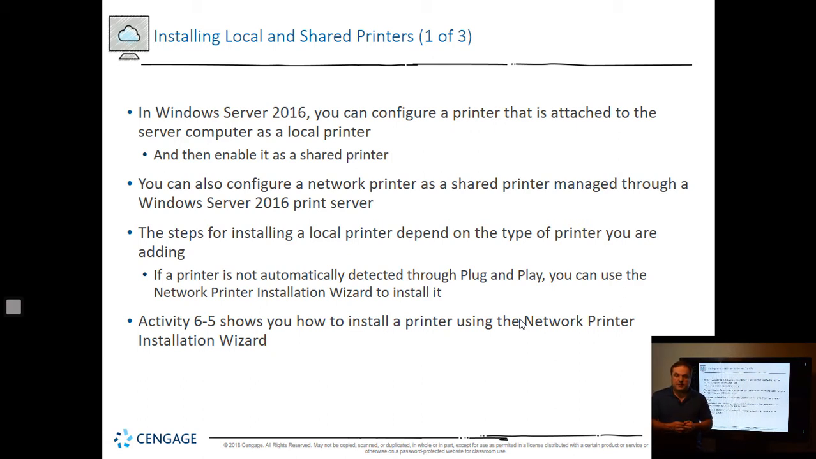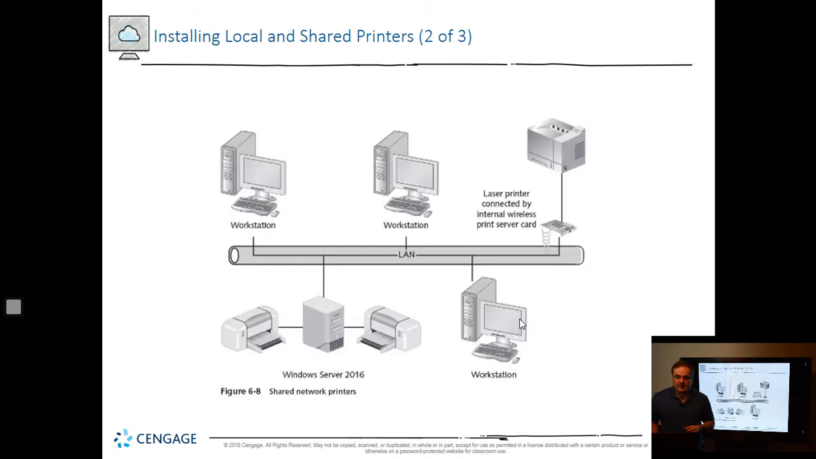In Windows Server 2016, you can configure a printer that is attached to the server computer as a local printer. So not many people do this anymore, but it's still a possibility. You can connect a USB or an LPT. If you have an LPT connection, it's one of those long horizontal connections. And then you can share the printer off of a printer physically connected to the server. And you do it the same way you do through the TCP/IP type of sharing, except instead of using an IP address, you just pick a local port instead.